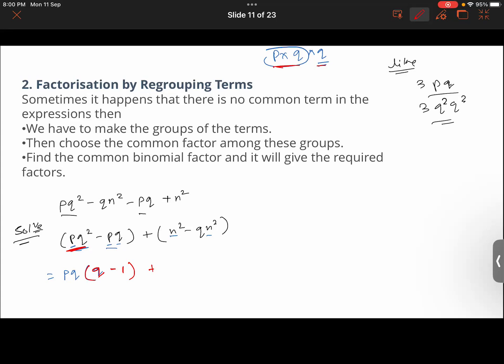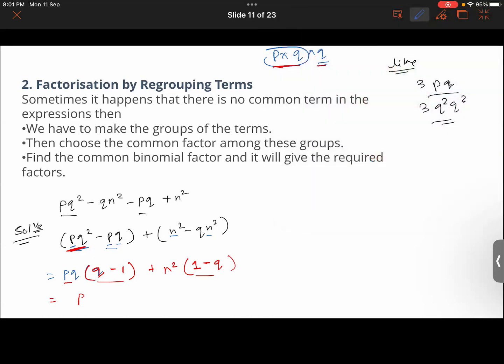Common is n square. Getting it now? So you are left here with 1 minus q. Getting it? Yes, sir. Now, here's the interesting thing: we can write pq plus n square together here. But the thing here is q minus 1 and 1 minus q.